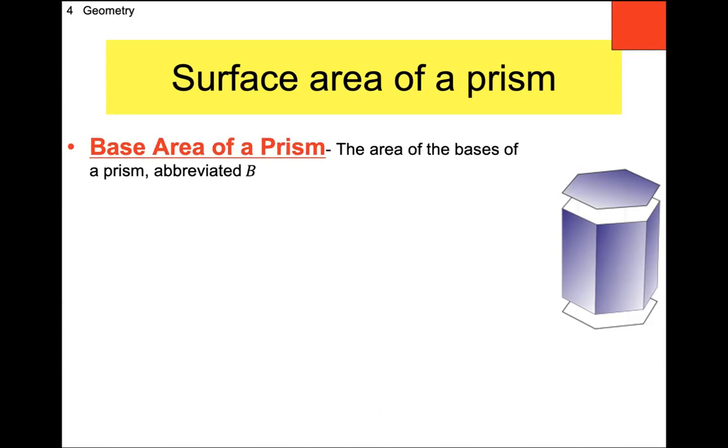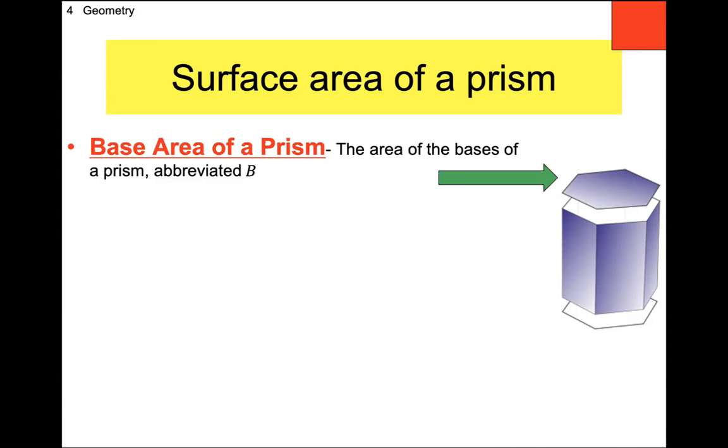The base area of the prism would be what? The two congruent parts that are parallel to each other. Those would be the two hexagons. I'm only pointing to one of them, but remember you got two of them. We are going to abbreviate base area with a capital letter B. Little b means base, capital B means base area. Now, since it's a prism, you're going to have two of these.